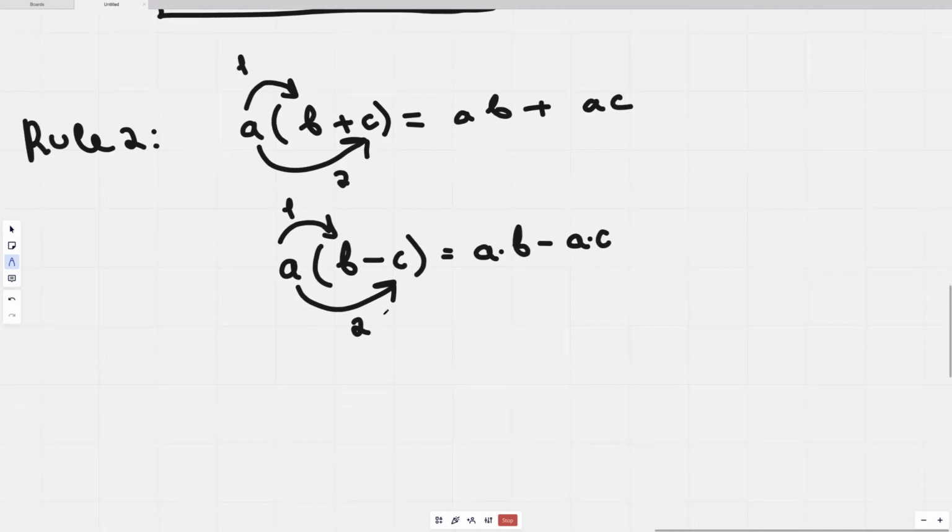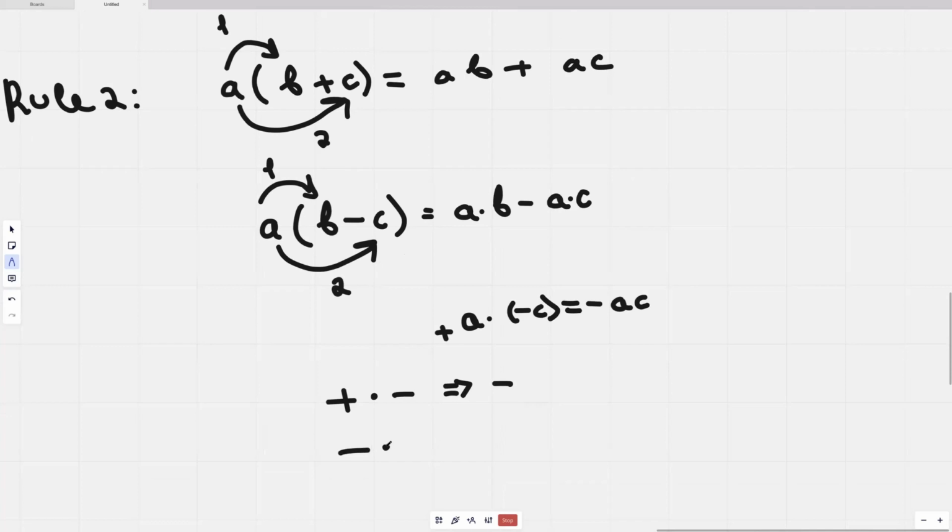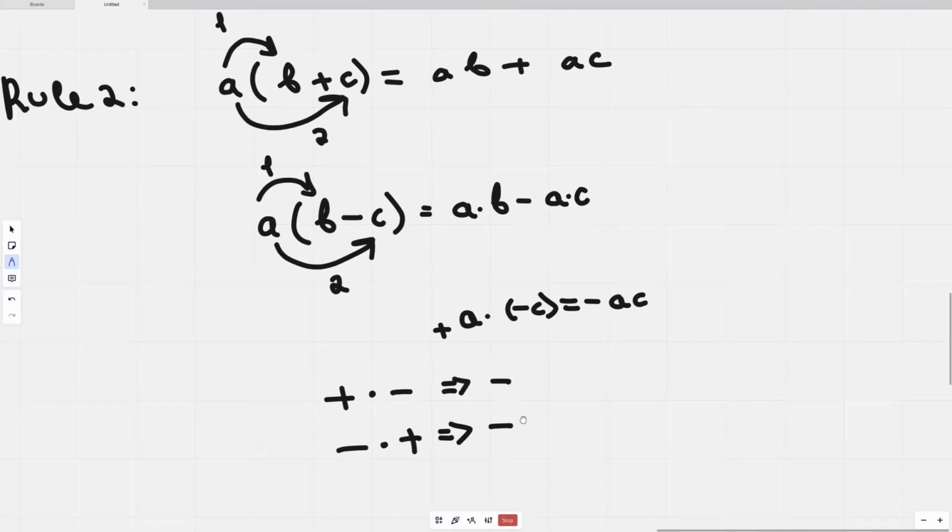A multiplied by b, but here there will be a difference: minus a multiplied by c. Because as I say, the bracket items should each be multiplied, and the last item is not the positive c, it is the negative c. A multiplied by negative c is equal to negative ac. We know that, right? Positive sign multiplied by negative sign will give us the negative sign, and negative sign multiplied by the positive sign will give us the negative sign again.